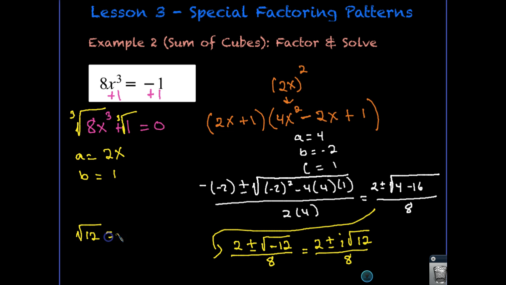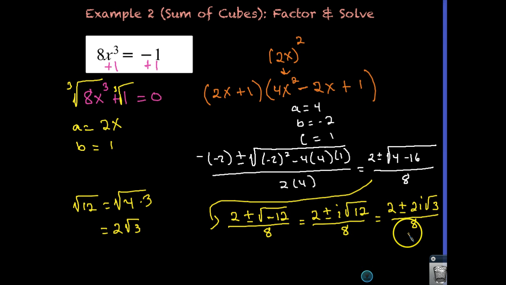So the square root of 12 is really the square root of 4 times 3, or 2 squared times 3. The square root of 4, we know what that is. That's 2. We can't take the square root of 3, so that has to stay inside the radical. So now we can do our final simplification. We have 2 plus or minus 2i times the square root of 3 all over 8.